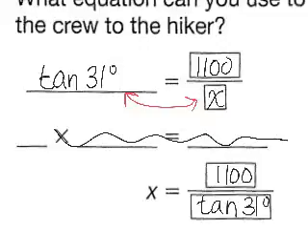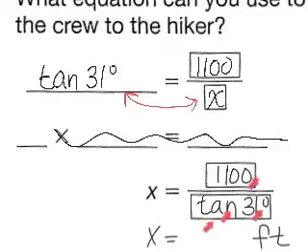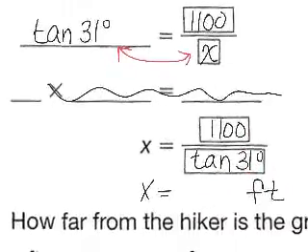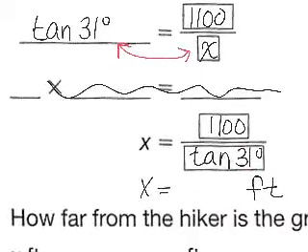Now using your calculator, you can determine what X is, and it's going to be in feet. So you're going to take your calculator, 1100 divided by tan button, 31, close your bracket, hit equals, and you should be able to get your answer. If you check your calculator, your answer should be around 1,830.7 feet. So that's approximately how far the hiker is from the ground crew.